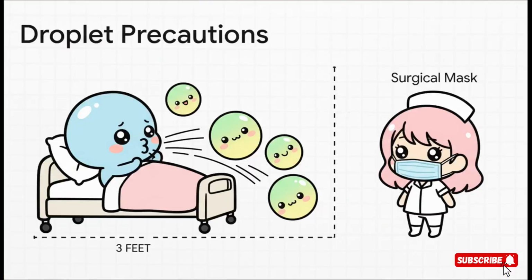Next up is droplet precautions. Now, unlike airborne particles, these are bigger, heavier droplets from a cough or a sneeze. Think the flu. They don't float around. They travel maybe 3 feet and then drop. So here, your shield is a standard surgical mask, and the key is just keeping that little bit of distance.